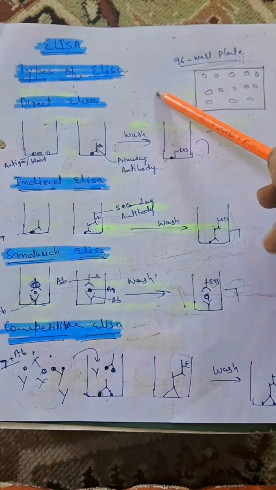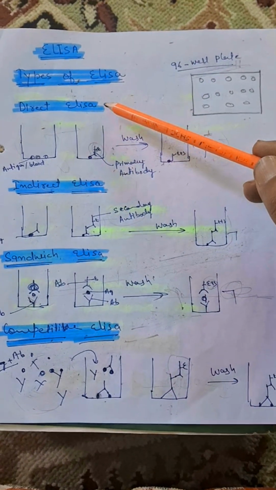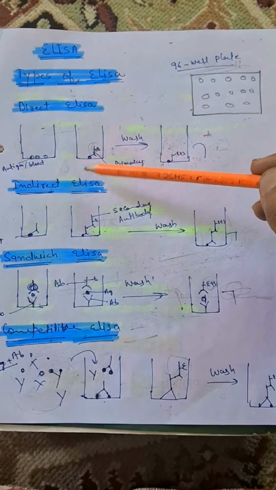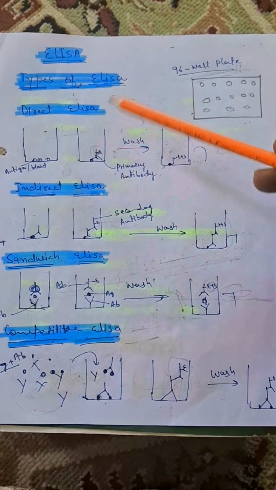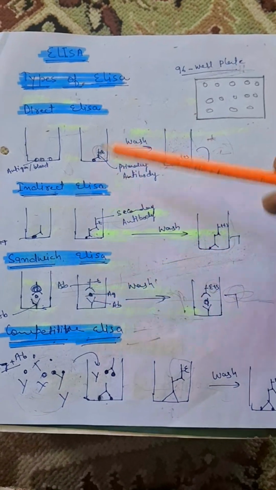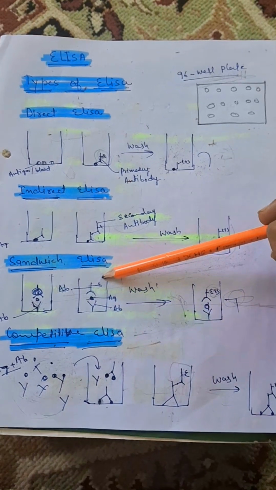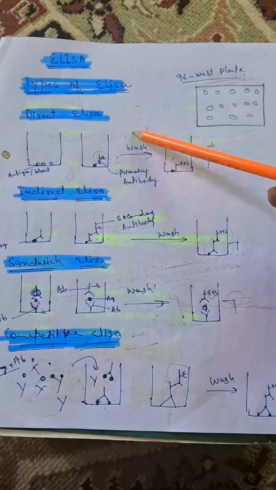In this video, I will be discussing the types of ELISA. ELISA is an immunological technique which is used to detect various infections. There are four major types of ELISA: direct ELISA, indirect ELISA, sandwich ELISA, and competitive ELISA.